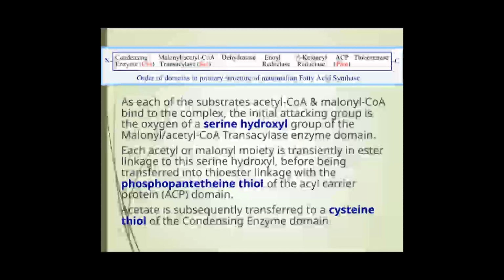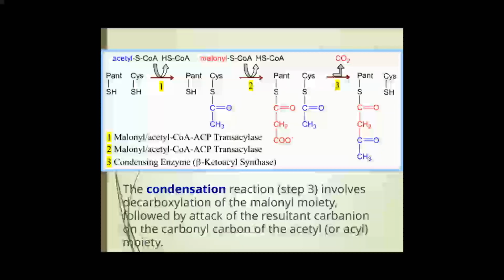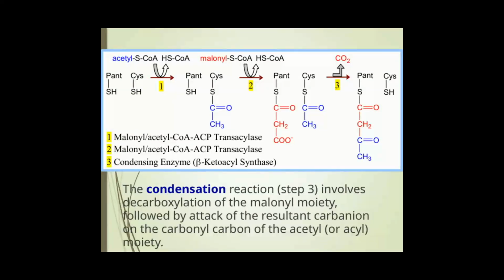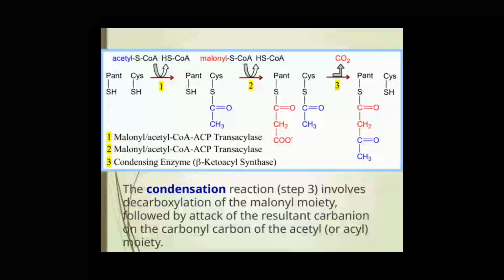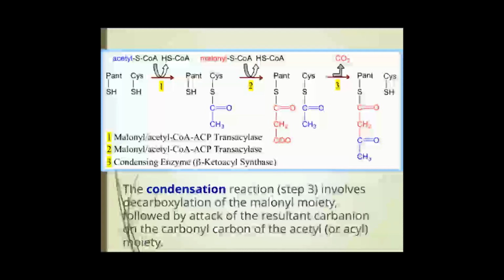Essentially, this step involves the decarboxylation of the malonyl moiety. What this means is that a carbon dioxide molecule is removed from the malonyl group, making it more reactive. After this decarboxylation, a carbanion is formed. This is a negatively charged carbon species. This highly reactive carbanion then attacks the carbonyl carbon of the acetyl or acyl moiety. This attack is crucial because it forms a new carbon-carbon bond, extending the growing molecule.